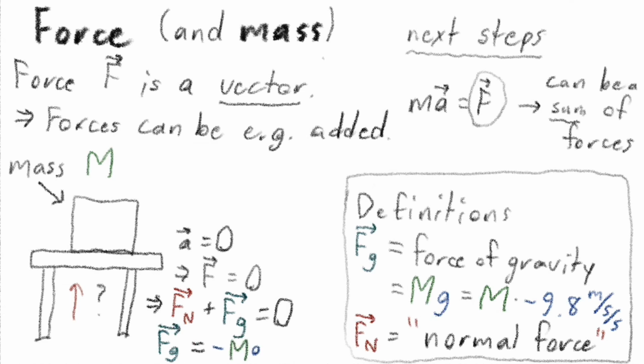So, since the object is still, its acceleration is 0, we know that the net force on the object is 0. That means that the normal force plus the gravitational force is 0, and since the gravitational force is negative mg, we know that the normal force is positive mg.